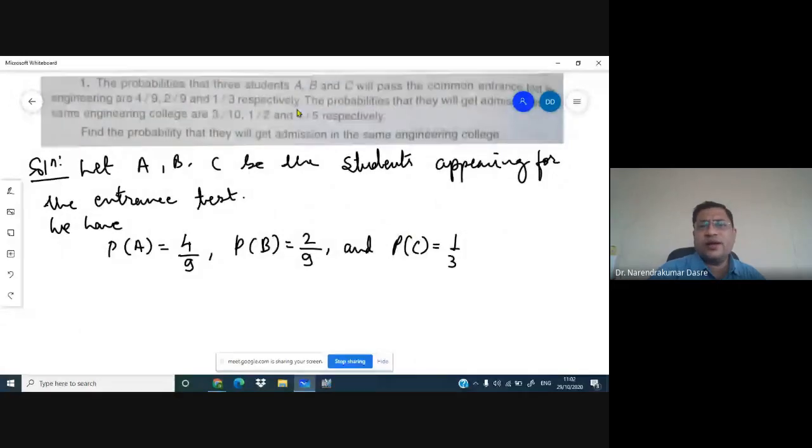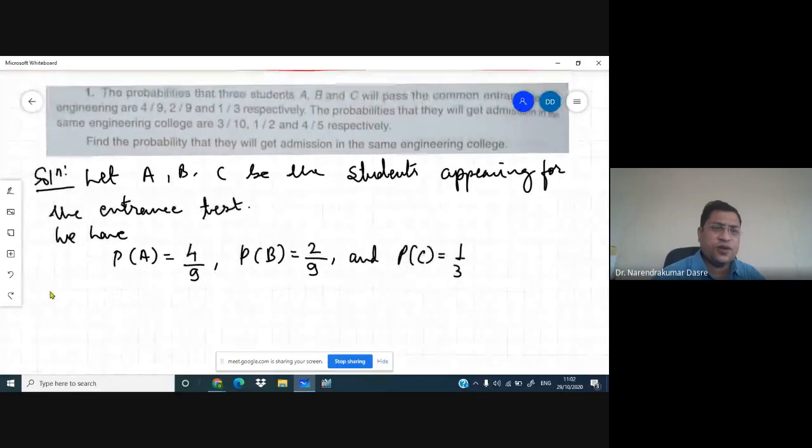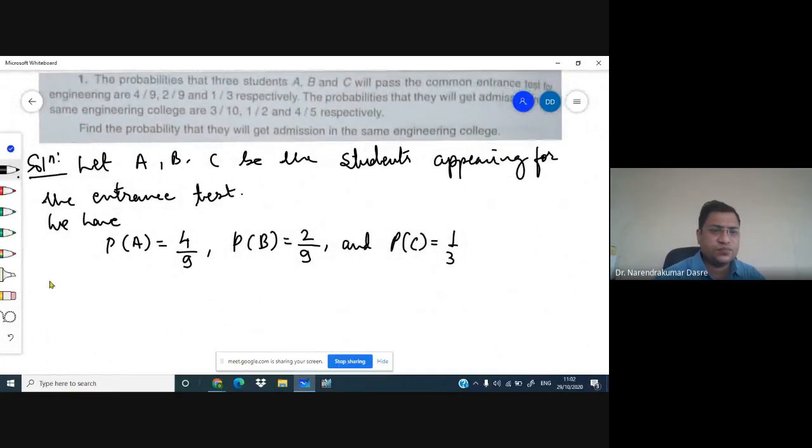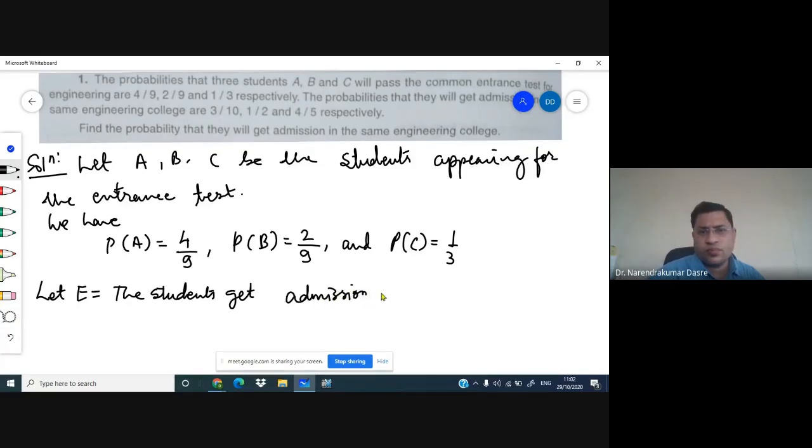And now, what is the event? Getting admission in the same engineering college. So let E be the event that the students get admission in the same engineering college.